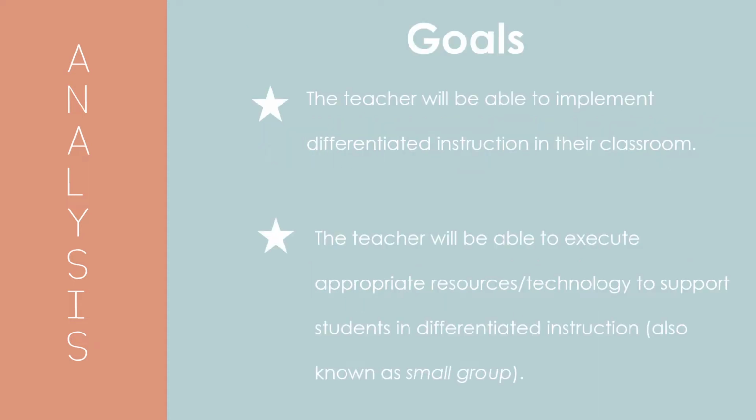After talking about the problems, we then moved on to discussing what kind of goals we want for our teachers. What are 2 things that we want our teachers to be able to do successfully by the end of the training? The 2 goals that my client and I came up with were, first, we want teachers to be able to implement differentiated instruction in their classroom. And secondly, we also want teachers to be able to execute not only appropriate resources, but also appropriate technology to support their students.